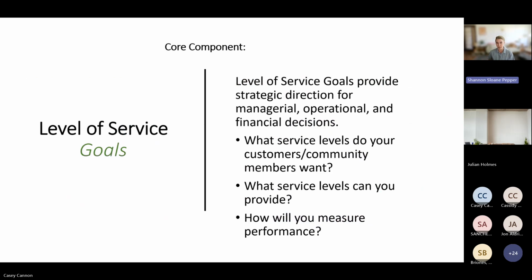So the level of service core component basically provides the roadmap for strategic direction for all the work that you do at your system. So you should be thinking about what kind of service level your customers want, what service you can actually provide, and then how do you measure whether you are able to provide service at that level or not. Next slide.